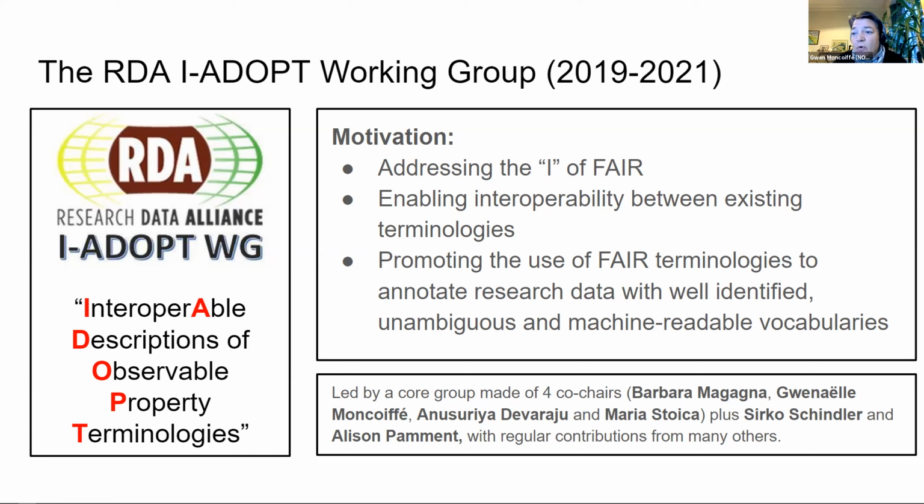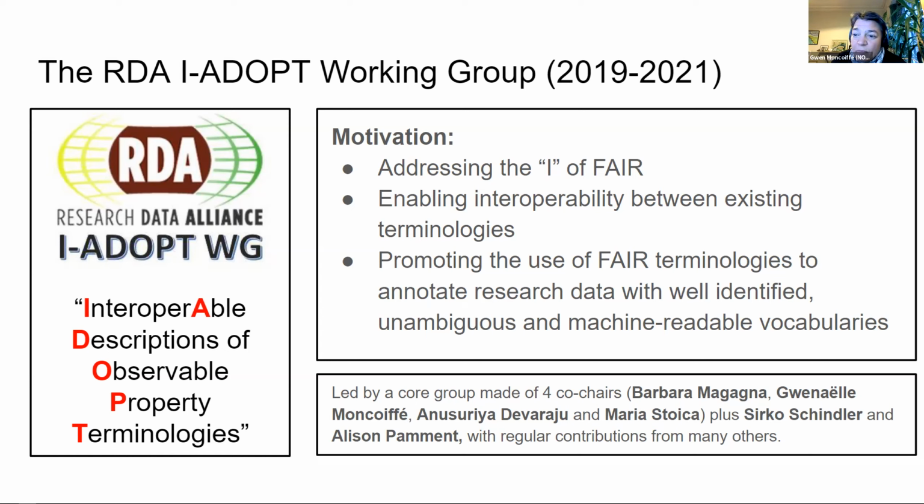So the group is led by 4 co-chairs. Barbara Magagna, who is going to present this presentation tomorrow morning at the second VSSIG session. Myself, Gwen Moncoiffe, from BODC. I should say Barbara is from the Environment Agency in Austria. Anusuriya Devaraju, who used to be in PANGAEA but is now in Australia. And Maria Stoica, who is in the US. Plus, as regular members, there were Sirko Schindler and Alison Pamment as well.